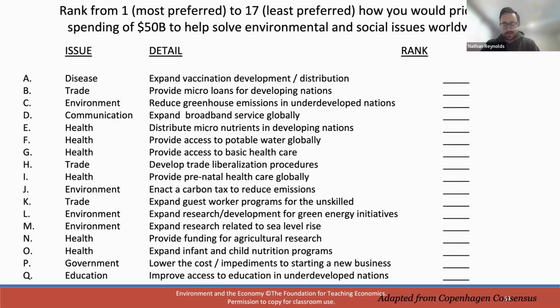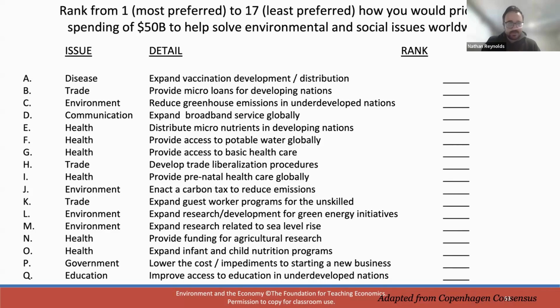Let's see, for number 1, we had G, which is provide access to basic health care. 2, we had F, so providing access to water. And then Q was improving access to education. So I guess the trend that we noticed was trying to improve or give access to these basic needs to people that didn't have it or didn't have good quality.